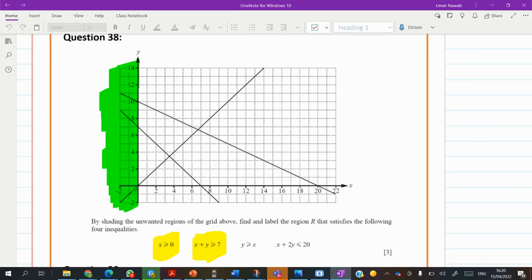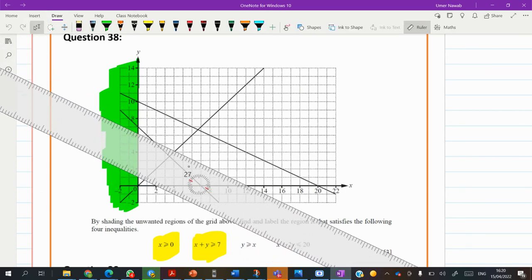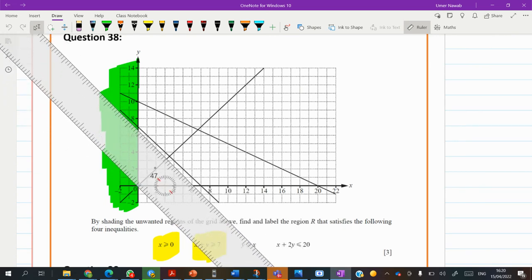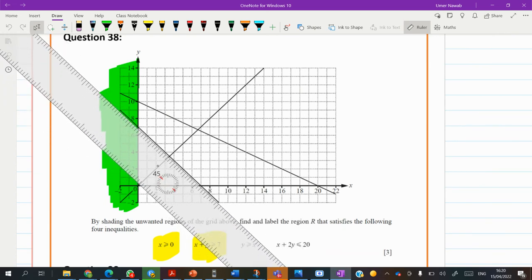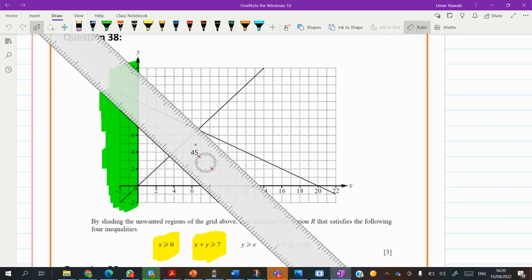So x plus y is equal to 7. I'll place my ruler at x plus y is equal to 7. This is the x plus y is equal to 7 line because the y-intercept was 7. Greater than or equal to means upward portion is wanted, the downward portion is unwanted. So I'm going to just, guys, shade the bottom portion.